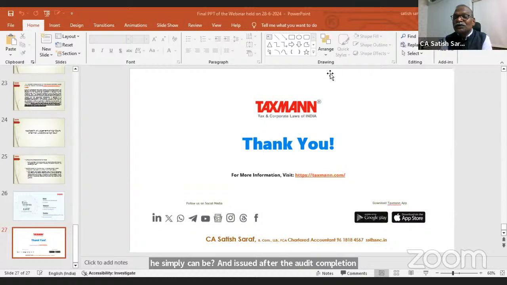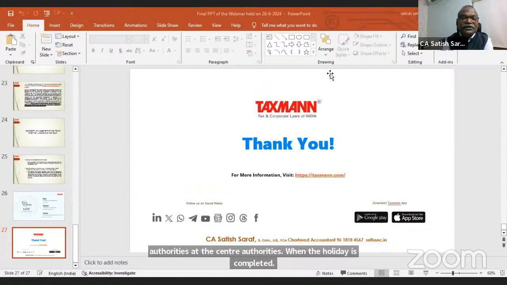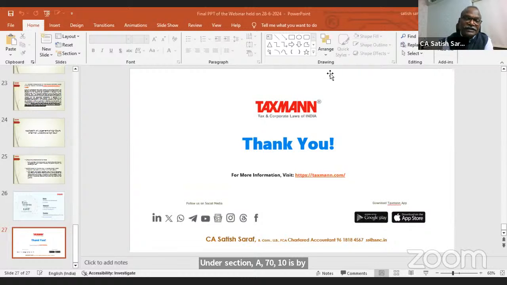I don't know whether it is issued by the state authorities or the central authorities. When the audit is completed, ASMT 10 is for the purpose of scrutiny of the return, and section 65 talks about the audit. Both are different provisions and both cannot be clubbed together. And section 65 is a broader section than ASMT 10. So when section 65 proceedings are being conducted by the authority, the matter relating to ASMT 10 is already covered under the audit. In that situation, ASMT 10 is not warranted.